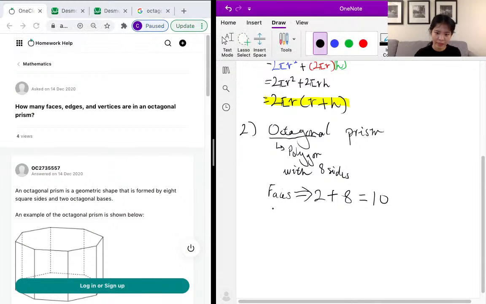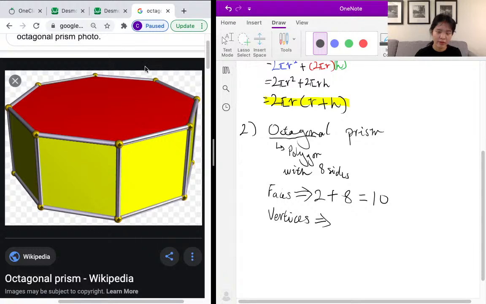Then the next question is how many vertices an octagonal prism has. So let me write down here vertices. For those of you who don't know what a vertex is, it's just like a point over here. That's where multiple sides of a geometric shape come together. So this is a vertex, this is another vertex, another vertex, another vertex.